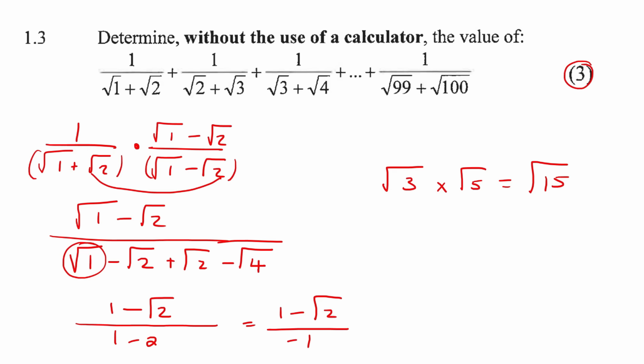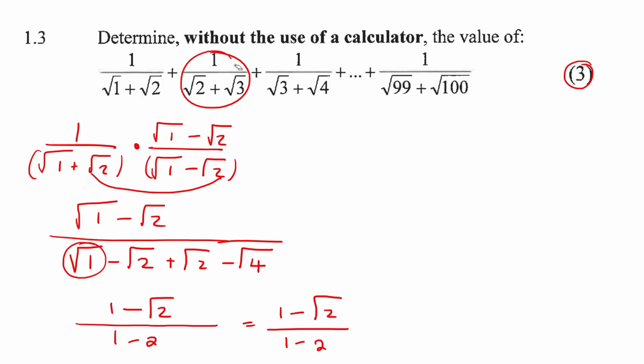Okay? Now, let's go see what happens to this one over here. Or let's actually leave it as 1 minus 2. I just want to see something. I think there's going to be a pattern that we're going to observe. So let's try this one now. So now we're going to get 1 over the square root of 2 plus square root 3. And now we're going to rationalize that.